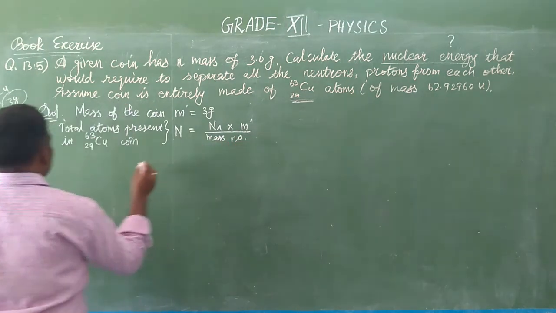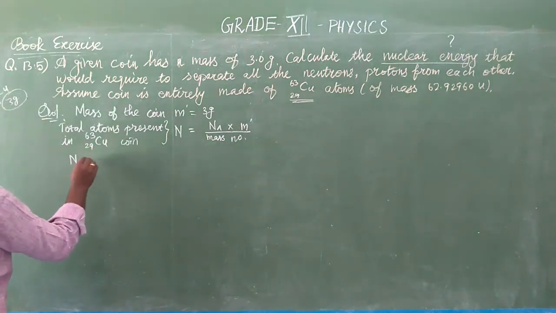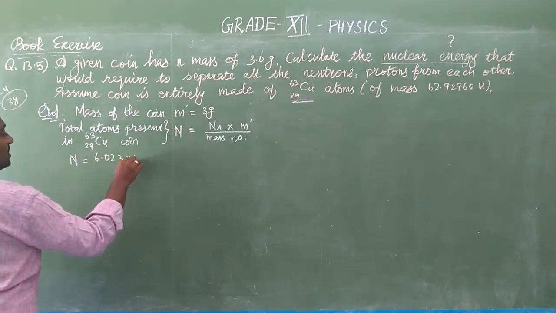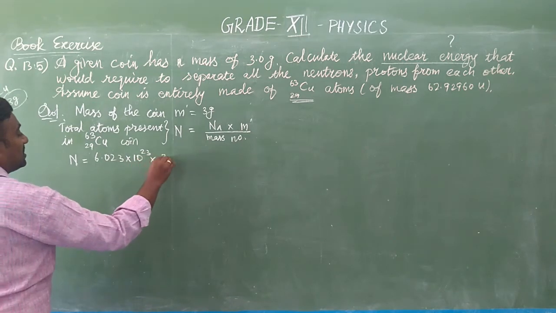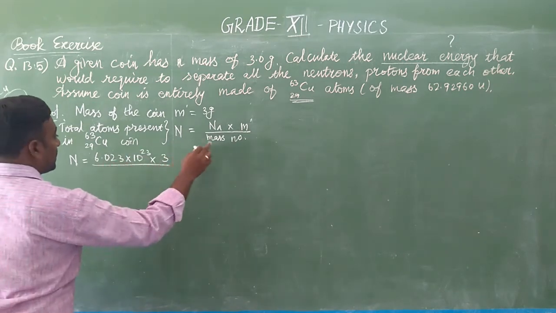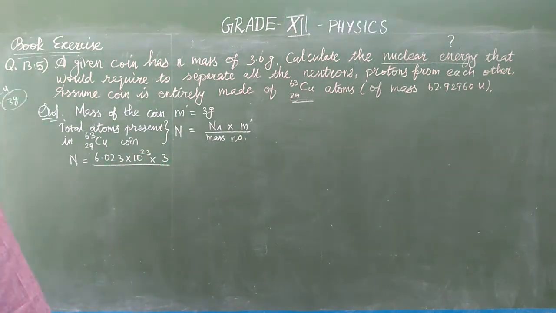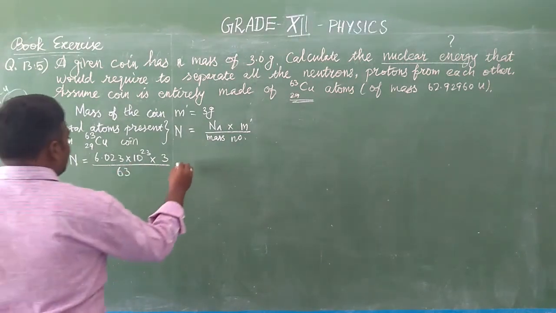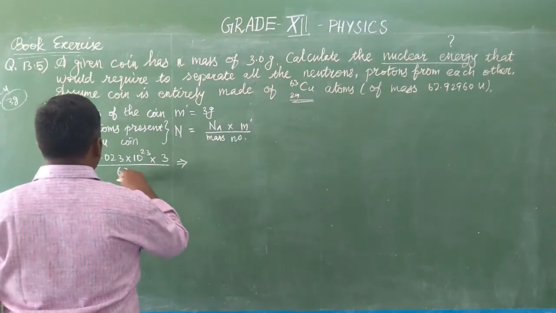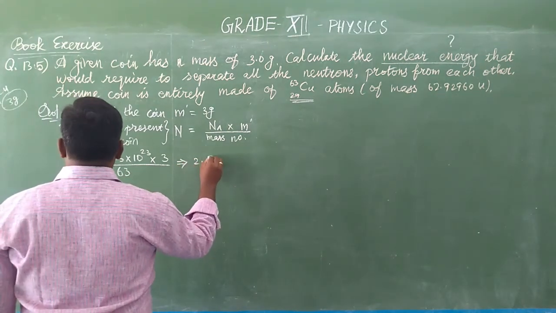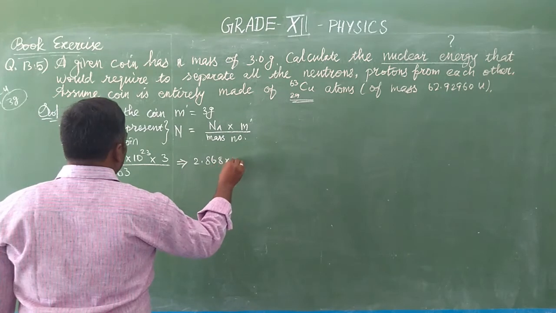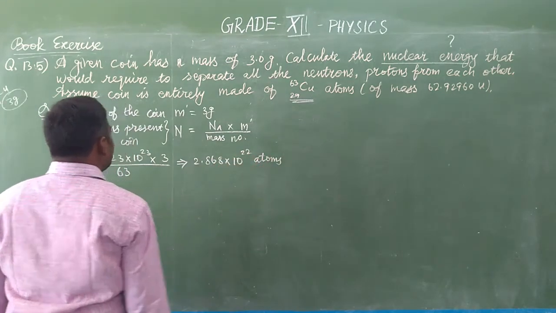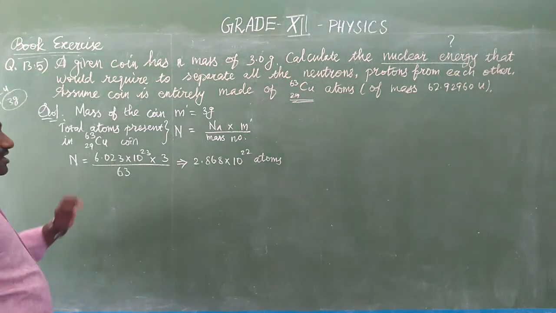So that is n is equal to, we know the Avogadro number, that is 6.023 into 10 to the power 23 into 3 grams divided by mass number. What is the mass number? We know the mass number of the coin is 63. So the final answer would be, after the simplification, it is 2.868 into 10 to the power 22 atoms. So this much atoms are present in this given copper coin.